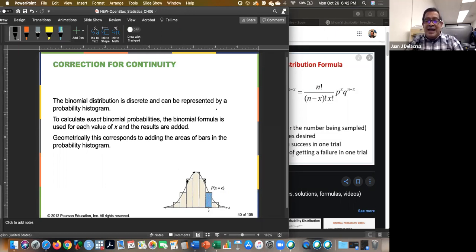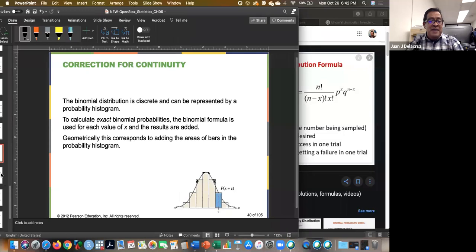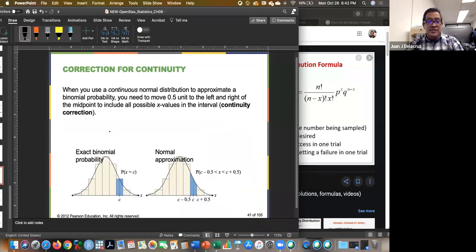So what is going to happen here, to make the long story short, we are going to make a little adjustment. When you use a continuous normal distribution to approximate the binomial probability, we are going to move 0.5 units to the left or to the right from the midpoint, so we can include all the possible X values in the interval.